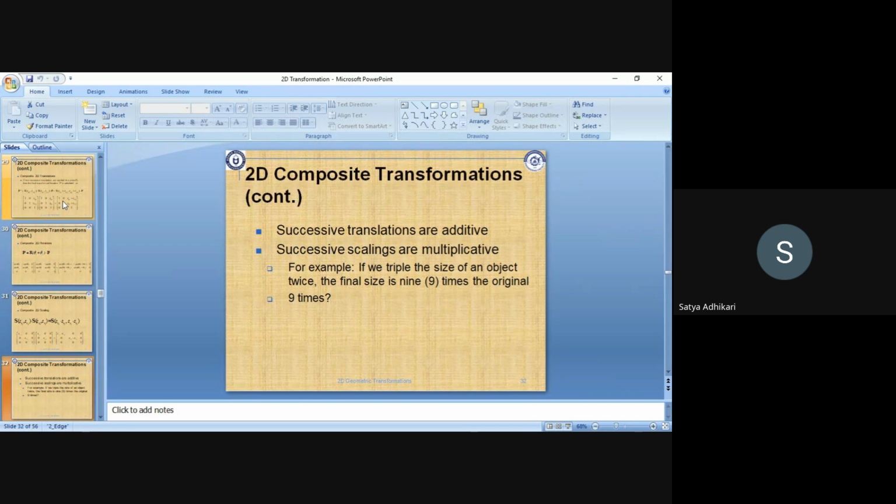Successive translations are additive. Successive scalings are multiplicative. That is, if we triple the size of the object twice, no doubt the final size will be 9 times, 3 into 3, 9 times. So it is multiplicative. Similarly, for the additive case, if we translate 3 times and then 2 times, it will be 5 times the translation.